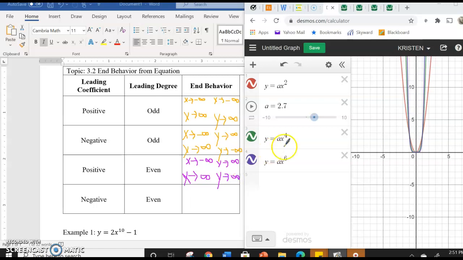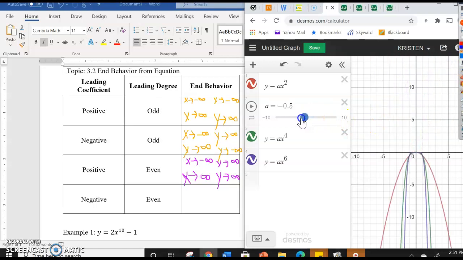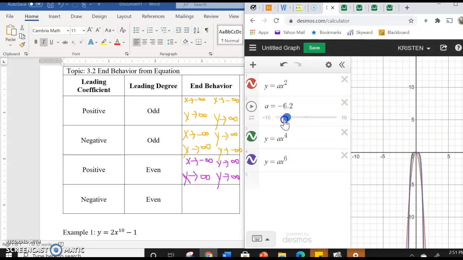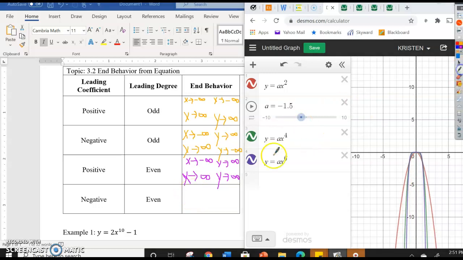Okay? Now let's look when A is negative. What do you think is going to happen? Hopefully you said they're pointing down. So if A is negative, it's pointing down. And notice that both of my arrows are the same.